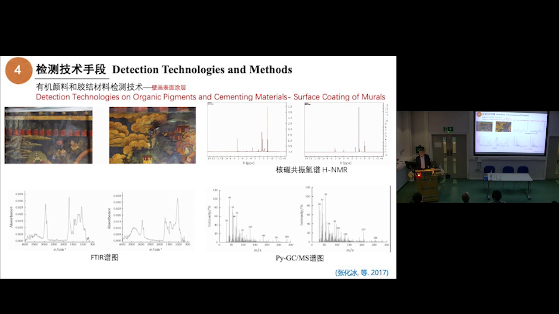And this is another kind of wall painting, especially in Tibet. This is a Tibet wall painting. We also use FTIR and PY-GCMS to find the technique on the surface of the Tibet wall painting. A very special and traditional wall painting surface layer is tung oil. Tung oil is also very easy to deteriorate on the surface. So in Tibet, we do some consolidation work. It's hard to restore and deal with this kind of phenomenon.